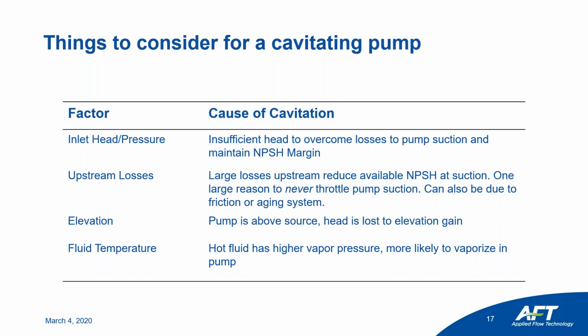And then other things to consider are friction and aging. We can also look at elevation. That's that static change, so being above the source will hold down your NPSHA. And then fluid temperature: the hotter your fluid, the higher the vapor pressure is going to be, and it's going to be much more likely to cavitate.